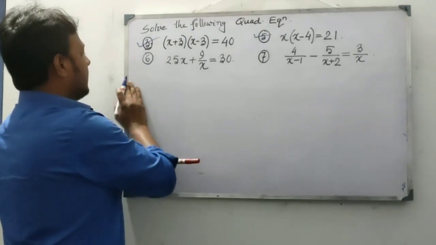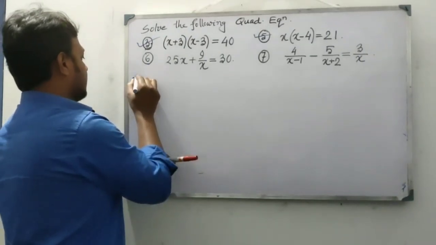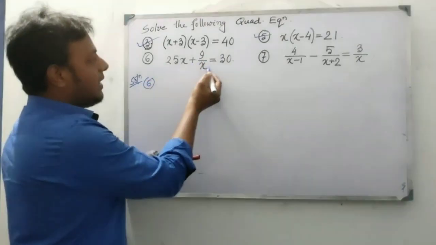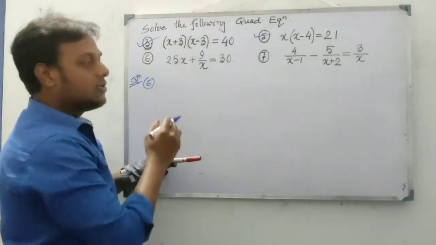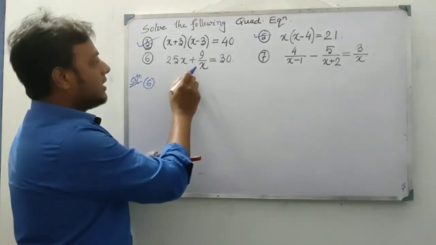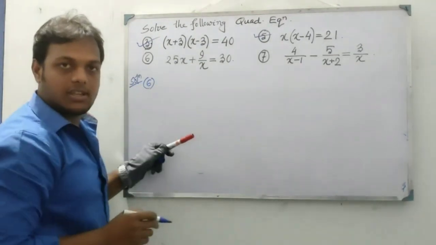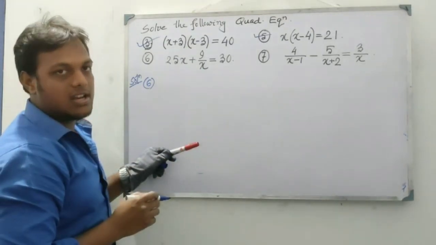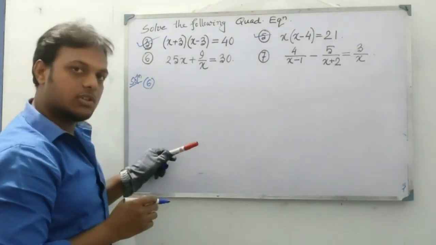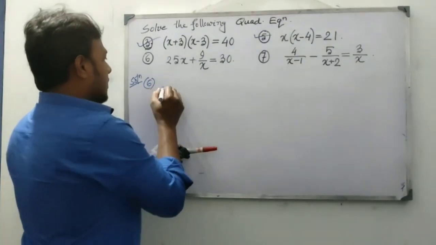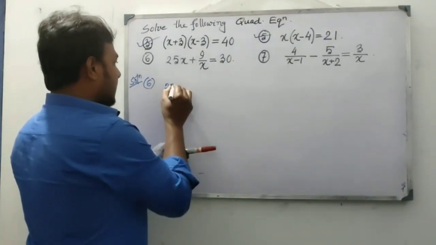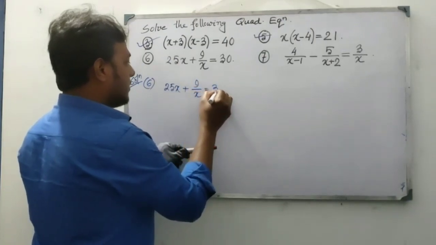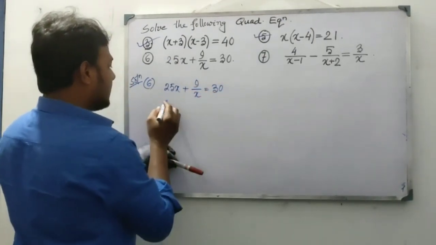Problem number 6 is: given that 25x plus 9 by x equals 30. This is also a quadratic equation, but this equation is not in standard form. So first we have to convert it into the standard form. Just simplify it and make it simple.